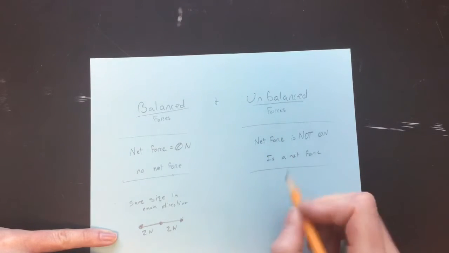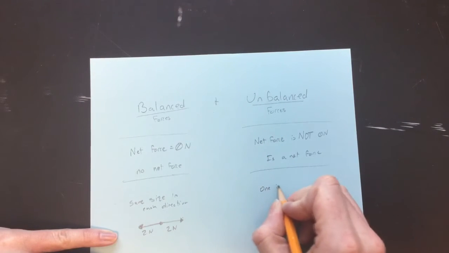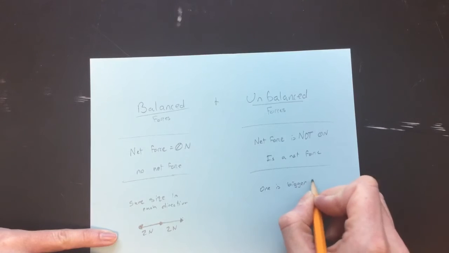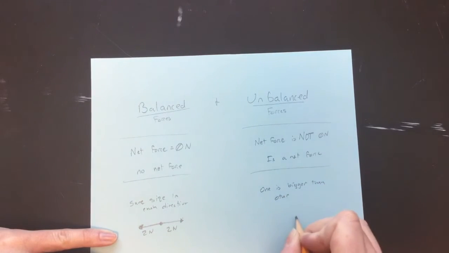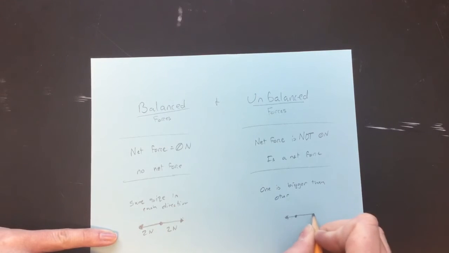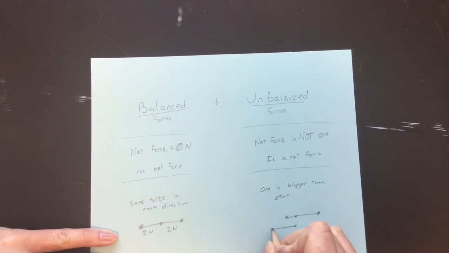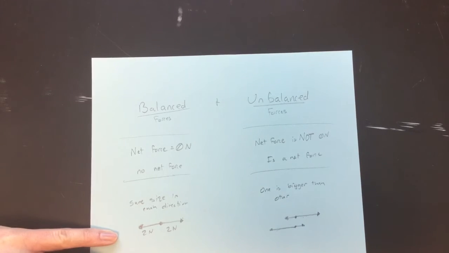If they're unbalanced, that means that one is bigger than the other. One direction is bigger than the other direction, so that maybe this one is smaller and this one's bigger, or this one's bigger and this one's smaller. Either way, they're not even, okay?